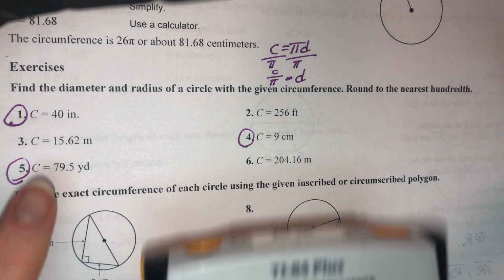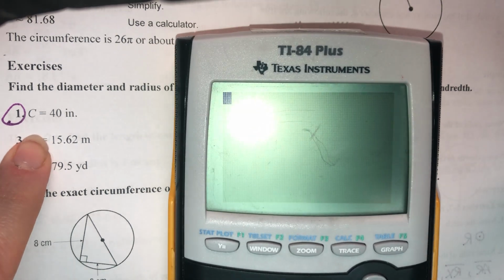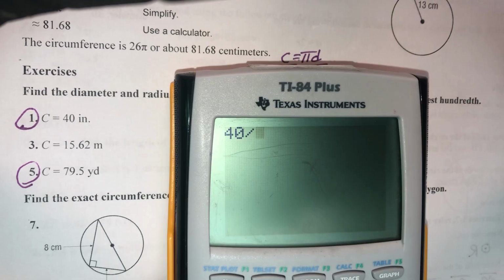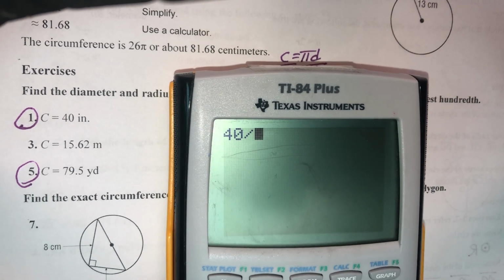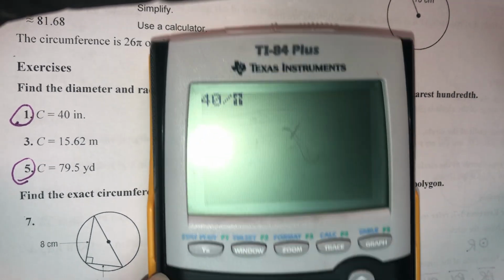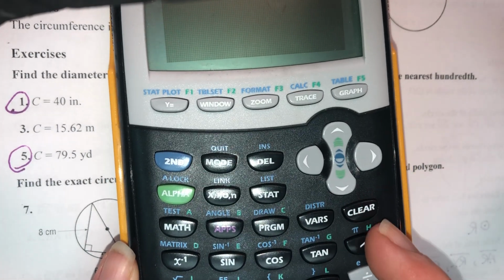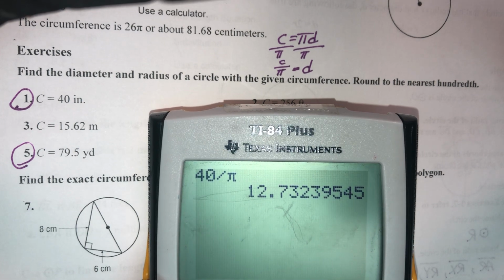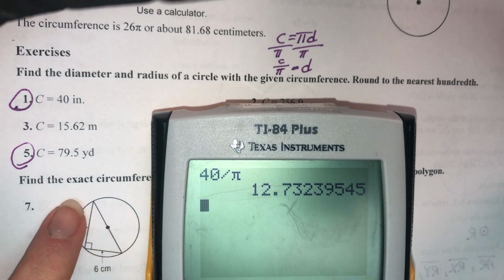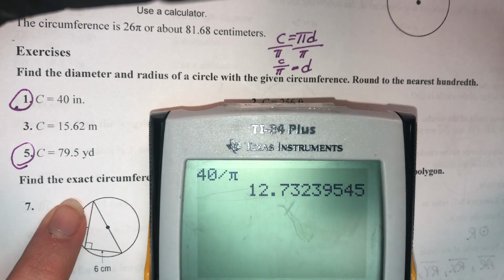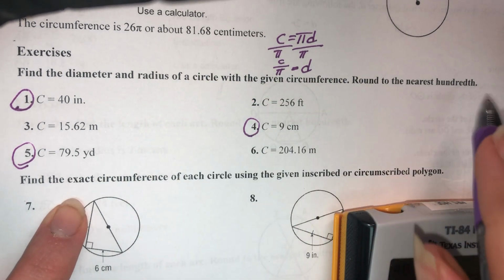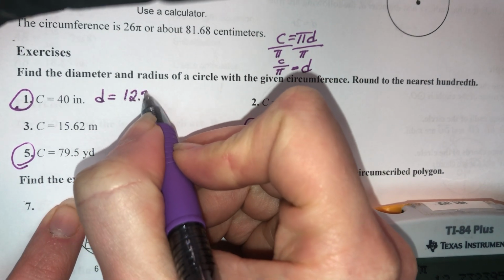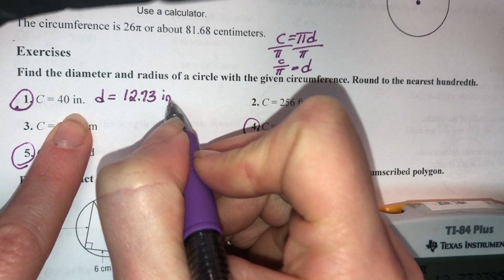What you're going to do for number 1 is take 40, which is the circumference, and divide it by pi. And if you're using a graphing calculator, you can hit second and then the caret button, which is just under the clear button, to get the pi symbol. And that will actually get you a lot more digits of pi than just 3.14. So this is 12.73, because it says round to the hundredth. So that's 2 numbers after the decimal. And the units would be inches.